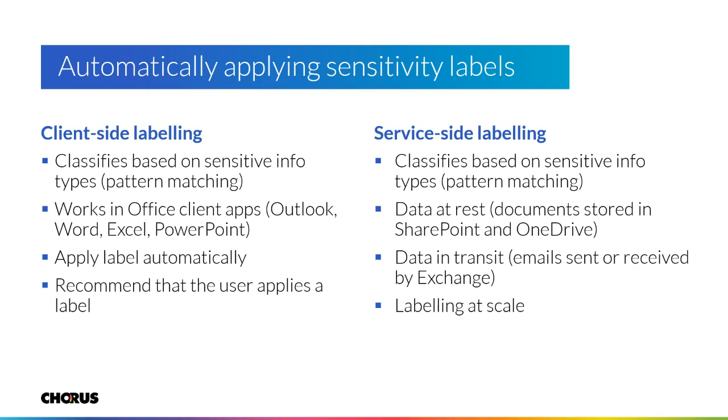Service-side labeling works in the background. So this scans SharePoint and OneDrive or emails being sent and received. And again, it classifies based on sensitive information types. Because it's running service side, this gives us the ability to apply those labels at scale.